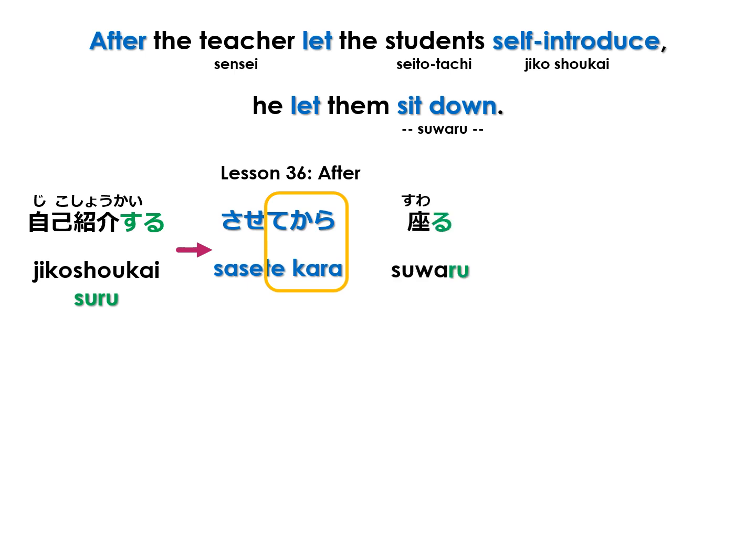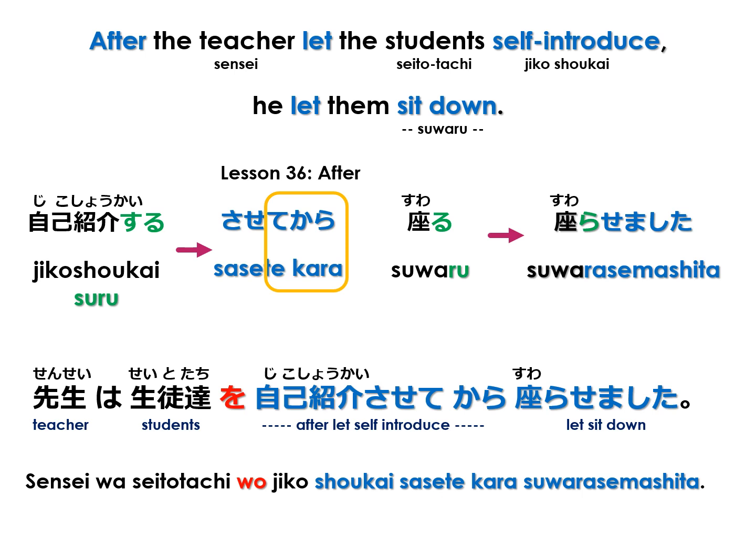The second verb is to sit down, suwaru, and conjugating to the causative past tense formal, we get suwarasemashita. In Japanese, the whole sentence is, 先生は生徒たちを自己紹介させてから座らせました. Now, because the main verb is intransitive, to sit down, and this is a permissive causative sentence, we can also use the particle ni for the causee and say, 先生は生徒たちに自己紹介させてから座らせました.